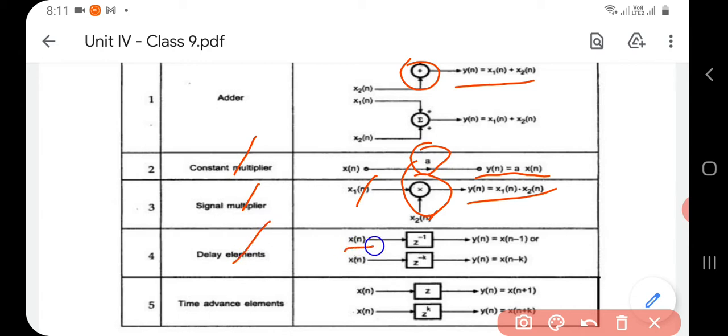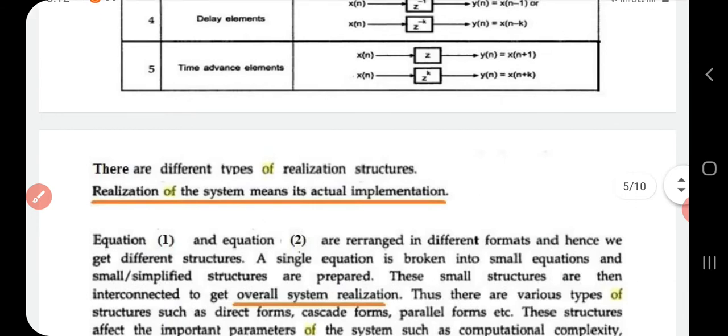Now the delay element: x of n is passed through the delay element z raised to minus 1, so the output y of n will be x of n minus 1. In general, it can be z raised to minus 1, minus 2, minus 3, like that. If it is z raised to minus k, then output y of n will be x of n minus k. Now the time advance element: x of n is passed through z, so output y of n will be x of n plus 1. If it is the general term z raised to k, then output y of n will be x of n plus k. So z raised to minus 1 represents a delay element and simple z represents an advance element. This also we studied in class 8.